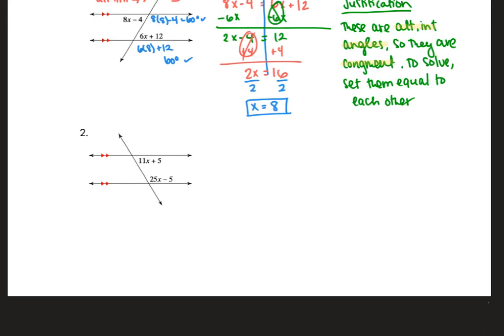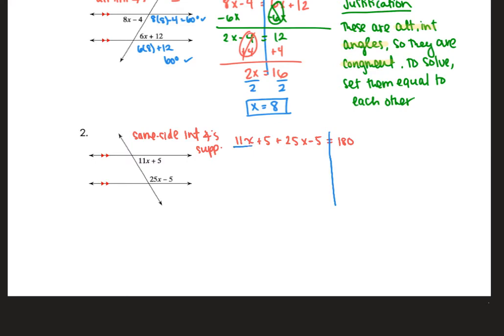All right, looking at number 2. Again, first thing we're going to do is identify the angle pair. These are on the same side of the transversal, so they're same side. And they're on the inside, so they're same side interior angles. And same side interior angles are supplementary, which means they have a sum of 180 degrees. So to solve, we're going to do 11x plus 5 plus 25x minus 5 equals 180.